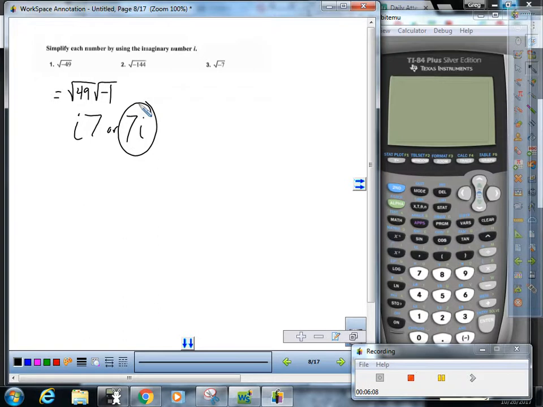So for number 2 will be 12i. And number 3 will be i times radical 7, because radical 7 cannot be simplified. Okay?